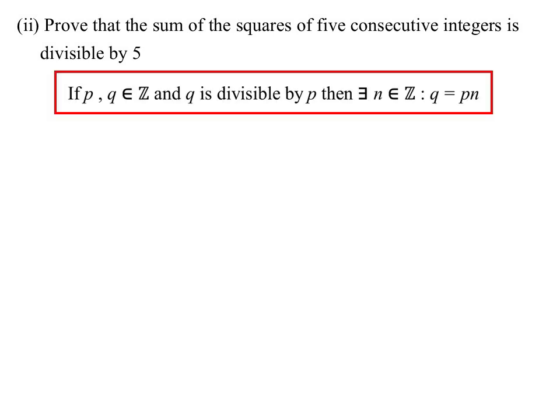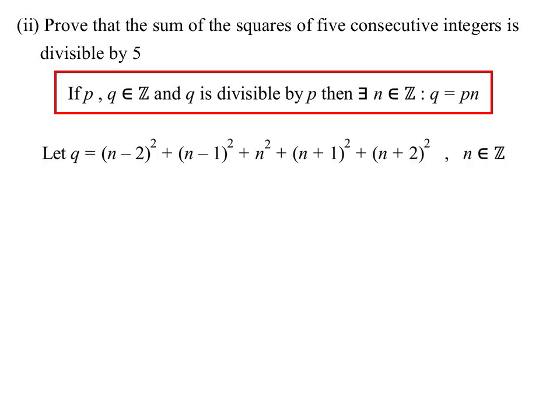Prove the sum of the squares of 5 consecutive integers is always divisible by 5. This is, I want to say trivial, but it's the basic idea of divisibility. If p and q are integers, and we know q is divisible by p, then there must exist another integer n such that q is equal to p times n. I'm going to let q equal the sum of 5 integers squared.